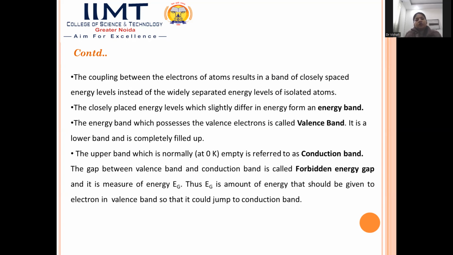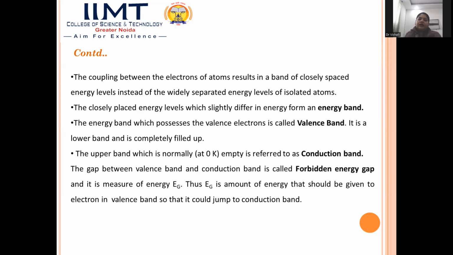Because of the closely packed arrangement in solids, rather than a single energy level, we get energy bands. So the closely packed energy levels, which slightly differ in energy, form the energy band. That is how the energy bands are formed in solids. Now we will talk about the valence band, conduction band, and forbidden energy gap.